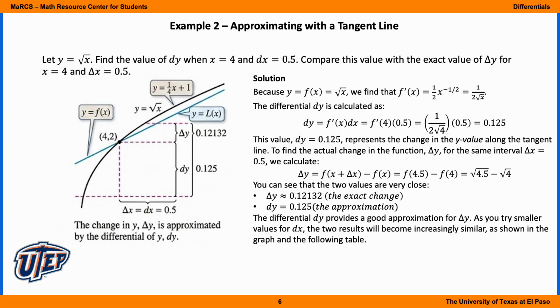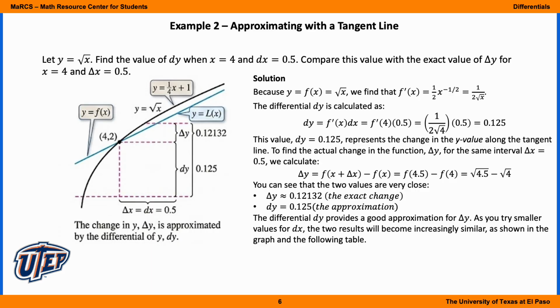So we plug in 4 in our first derivative, so f prime of 4, and delta x was 0.5. So f prime of 4 times 0.5. So we have 1 divided by 2 times the square root of 4 from our first derivative, evaluating at 4, times 0.5, and that is equal to 0.125. So this value, dy is equal to 0.125, represents the change in the y value along the tangent line.